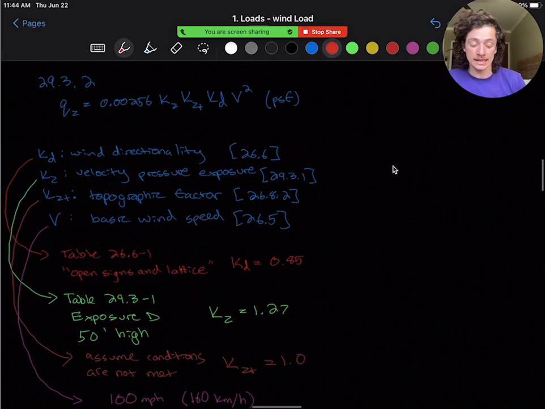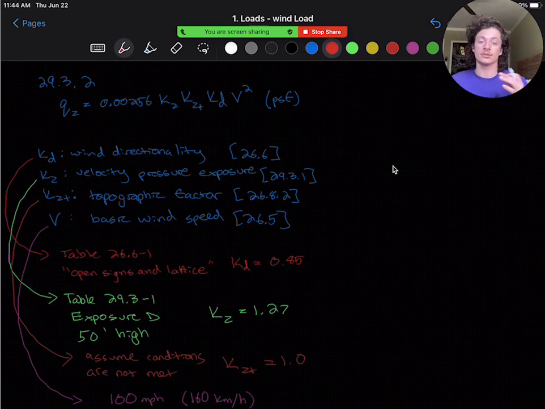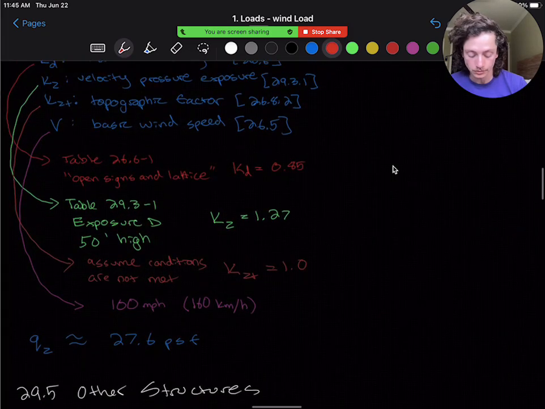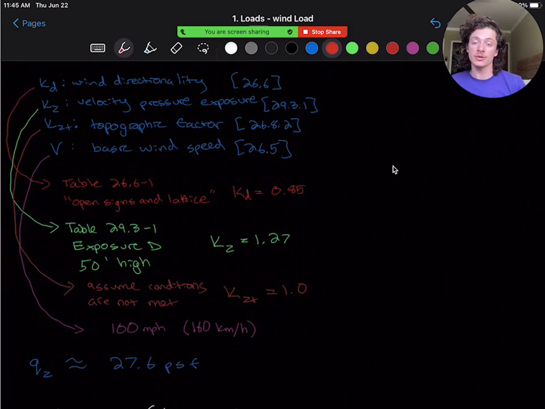So we'll take KD as 0.85 for open signs and lattice structures, and we'll take KZ as 1.27 from table 29.3-1 for exposure category D, and we'll assume our deck is 50 feet off the ground. We'll assume the reduction conditions aren't met, so we'll take KZT equals 1, and our basic wind speed will be 100 miles per hour or 160 kilometers per hour. So multiplying all of these together, we get 27.6 pounds per square foot.